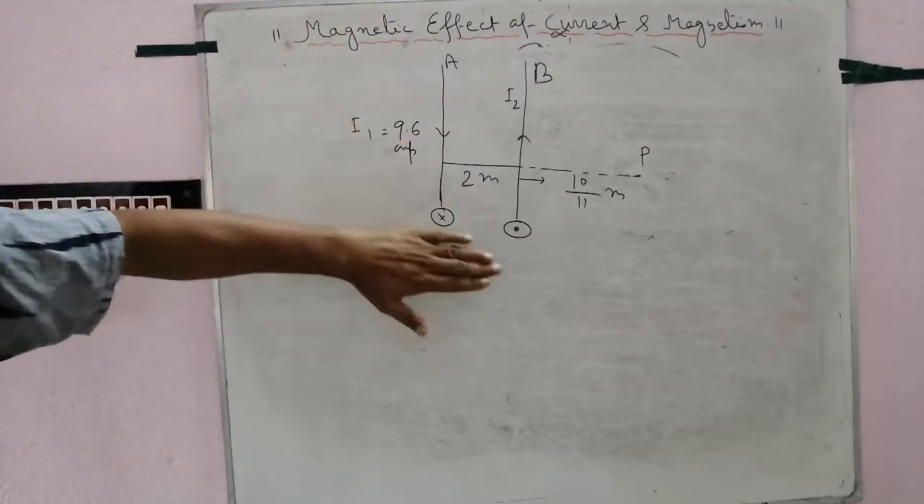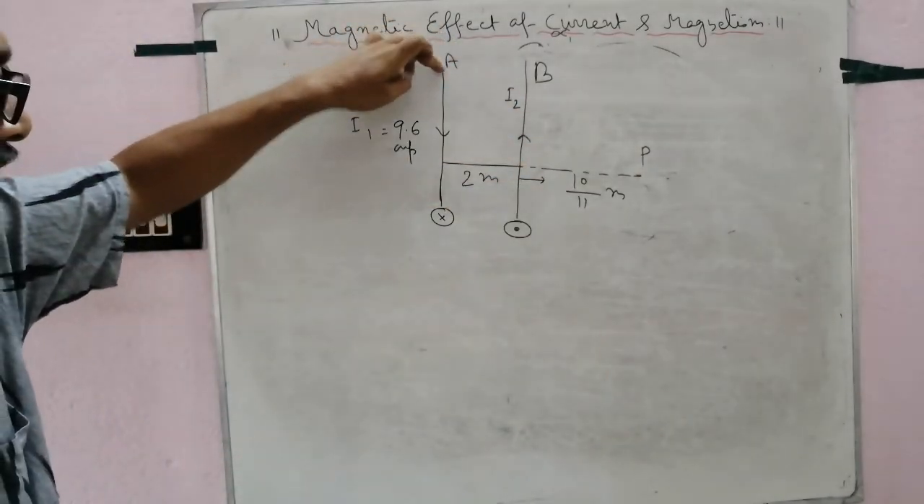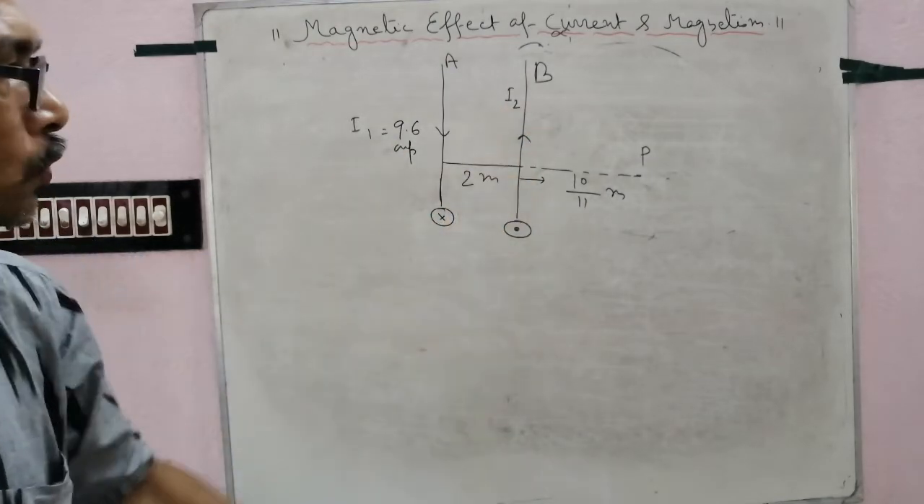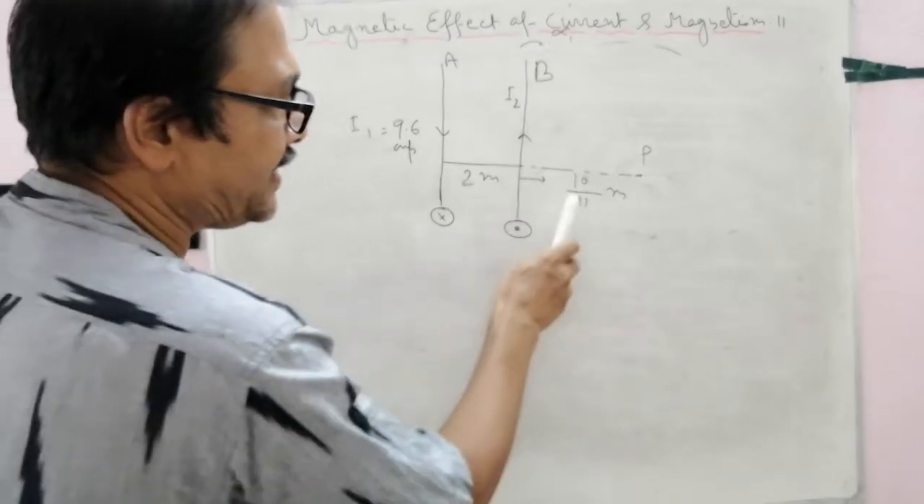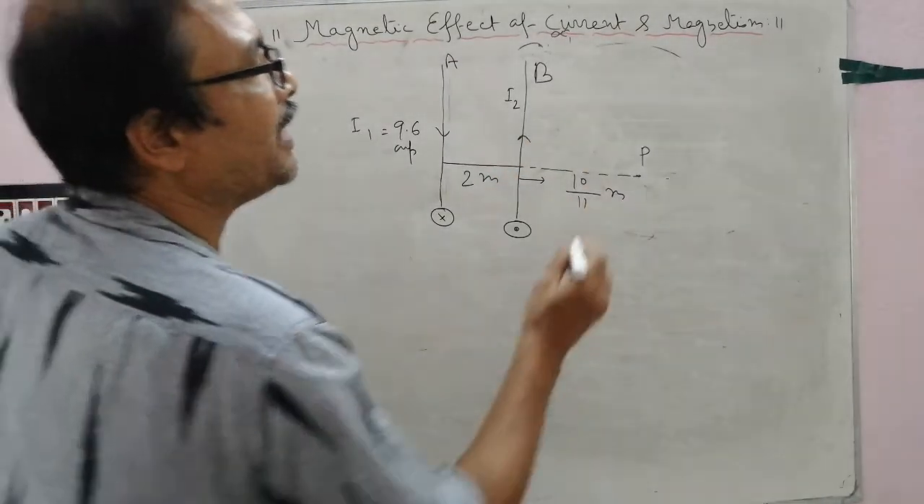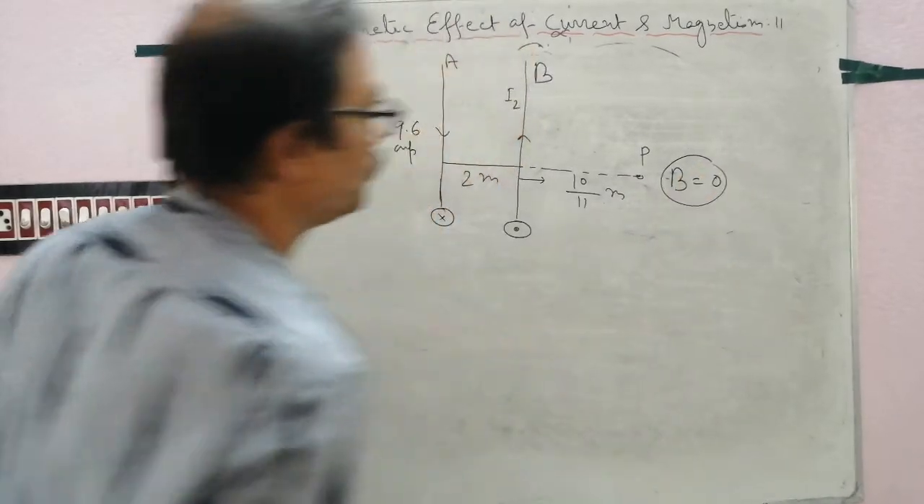The current is perpendicular to the plane of the paper or board. In wire A, the current is in the downward direction, 9.6 ampere. In wire number 2, the current I2 is in the upward direction. The magnetic field at a distance of 10 by 11 meter from wire B is nil. Here the total magnetic field B is 0.